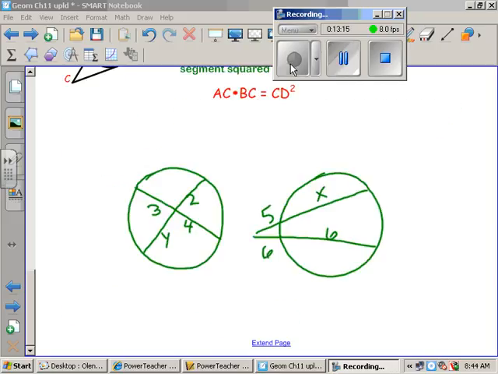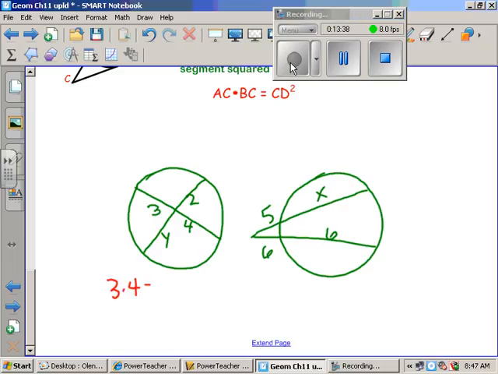Let's work these two. Find y and x. And those do intersect. I didn't draw them very well. All right, let's do this one first. What would the equation be? Right. 3 times 4 equals 2 times y. So 12 equals 2y, and what's y equal? 6. Good.